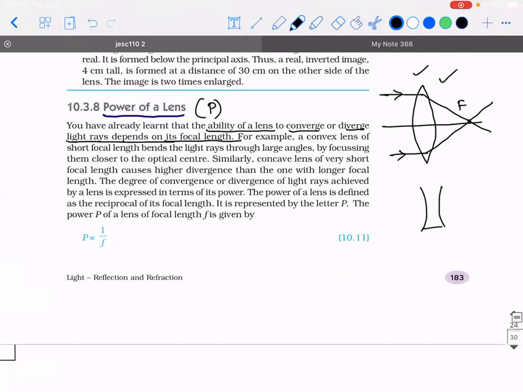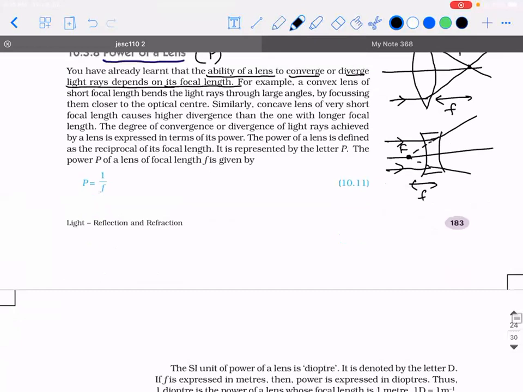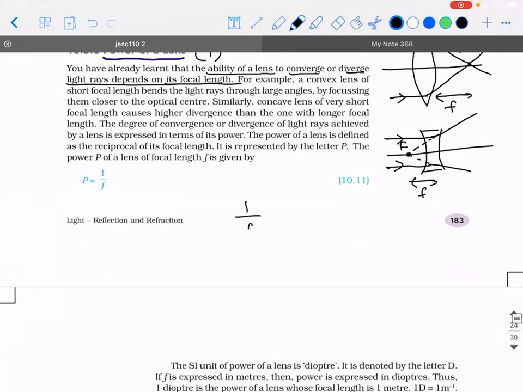So this depends on the extent to which this lens is able to converge the light rays. Similarly, if there is a concave lens, if the rays are taken parallel to the principal axis, this is about the extent to which the material can diverge the incident rays. This distance is called the focal length, and this distance is called the focal length. So if you define the reciprocal of focal length, that is what is called power. Okay, that's all.